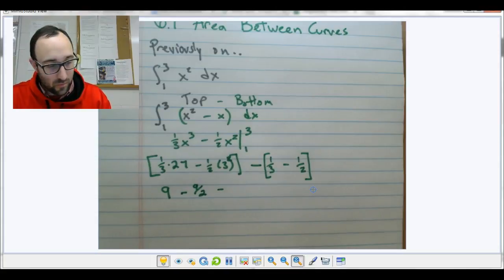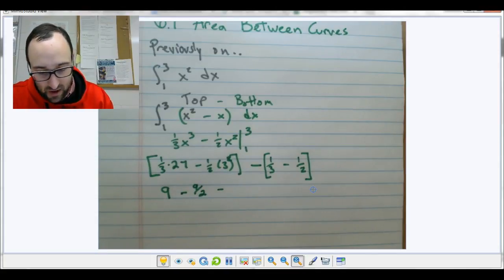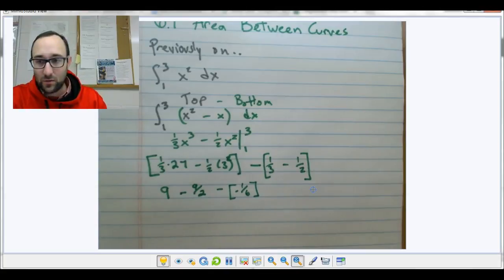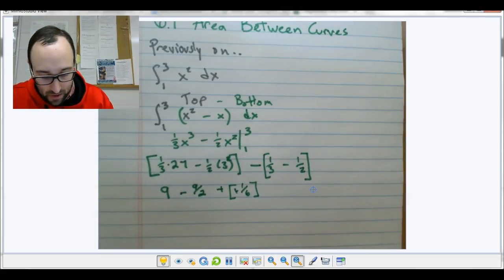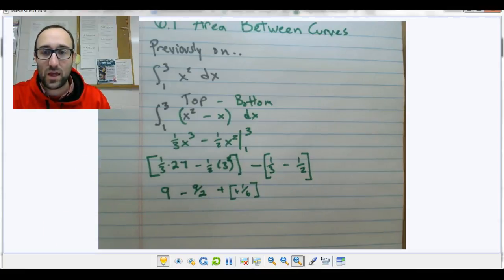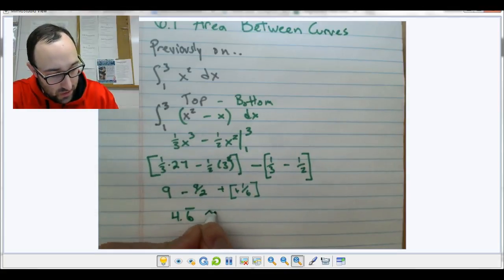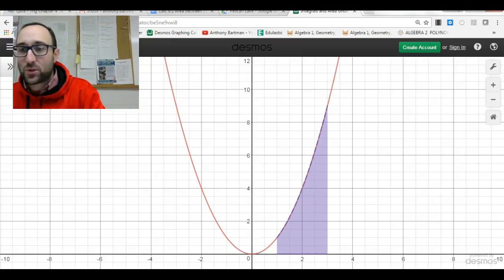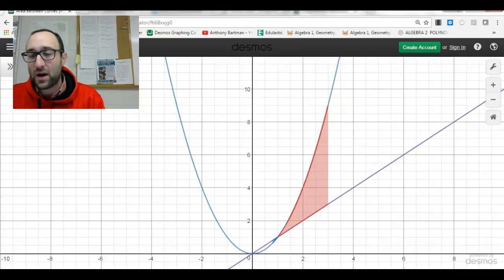Minus 1/3 minus 1/2. So 1 divided by 3 minus 0.5 is going to be negative 1/6. So this whole thing is negative 1/6. Now I can add positive 1/6, and then I'll take 9 minus 9 divided by 2 plus 1 divided by 6, and I should end up with 14/3. Let's check to make sure we got this correct: the answer is 4.6 repeating, which is exactly equal to 14/3. So that would be our area between our two curves. It's this one minus the stuff on the bottom, so it would be this area that's shaded in red.